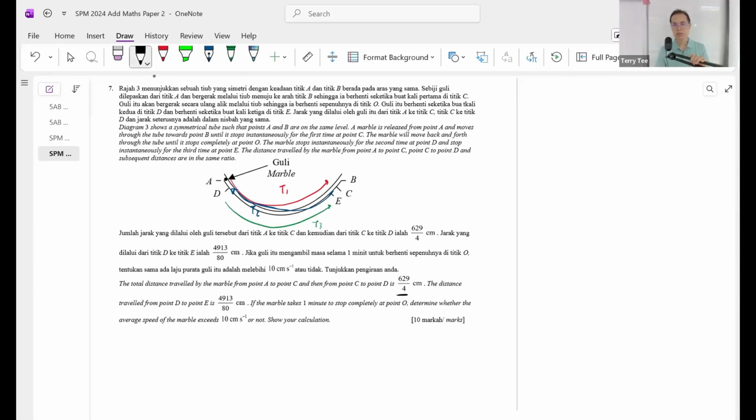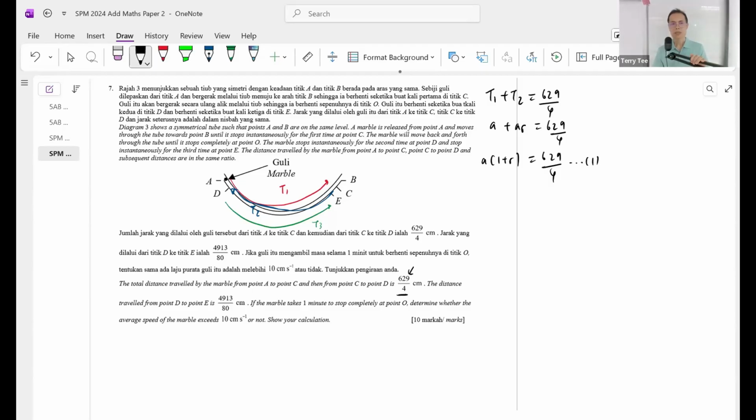So they say total distance travel from A to C, then C to D. This is your T1 plus T2. Or you can say S2. I think I'll write T1 plus T2. T1 plus T2 is 629 over 4. Tn is ar^(n-1). So the first one is just a. Second, you can write ar, or you can write 2 minus 1. But I think in this case, I can just write this. Okay, it's only a single formula. You can factorize a(1 + r) = 629 over 4.